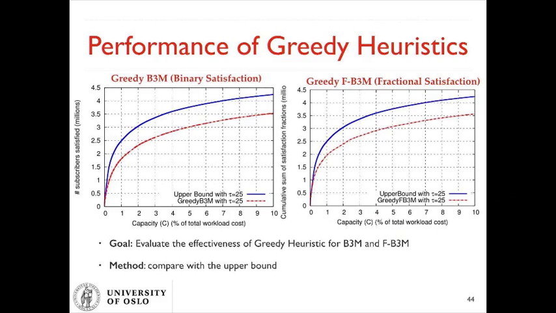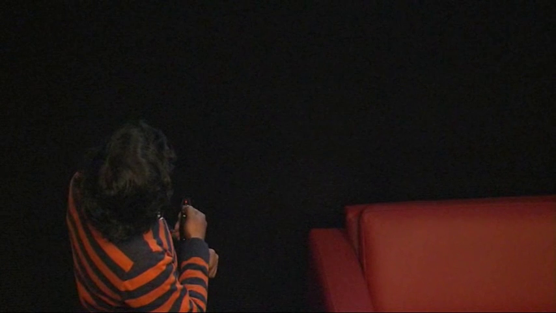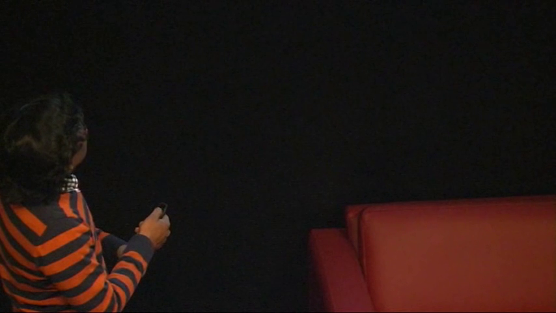So what you see here is, on the x-axis, the capacity. At each iteration of our heuristic algorithm, we measure the number of satisfied users. And what you see on the x-axis is the cost required to meet the satisfaction of a number of satisfied users. So the number of satisfied users is on the y-axis. And this is up to a maximum of 10% of total workload cost. So the red line is the output of our heuristic for binary satisfaction on the left side and for the fractional on the right side. And the blue line is the derived upper bound.